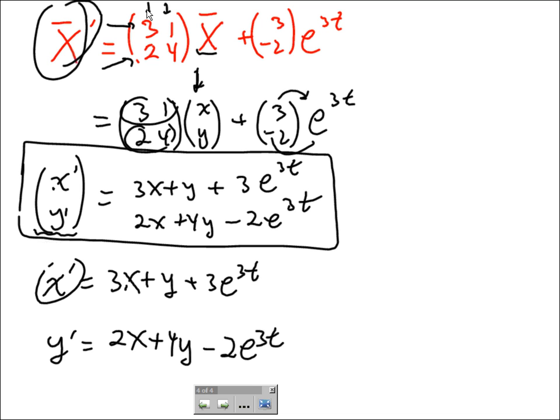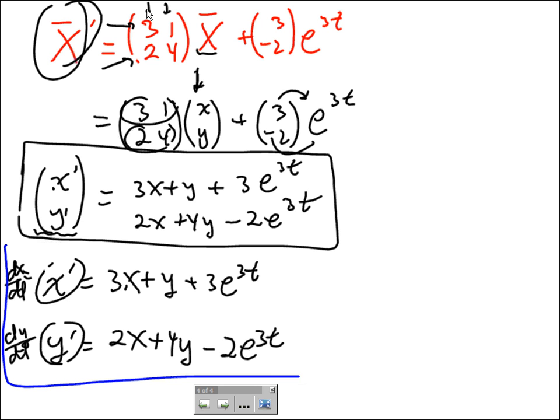You can write this, or you can write dx dt. You can write that, or you could have written dy dt. Either way, here is your answer. Whether you wrote dx dt or x prime, that's your call.